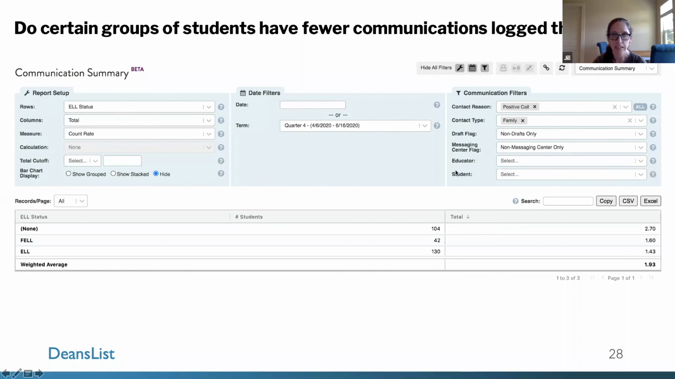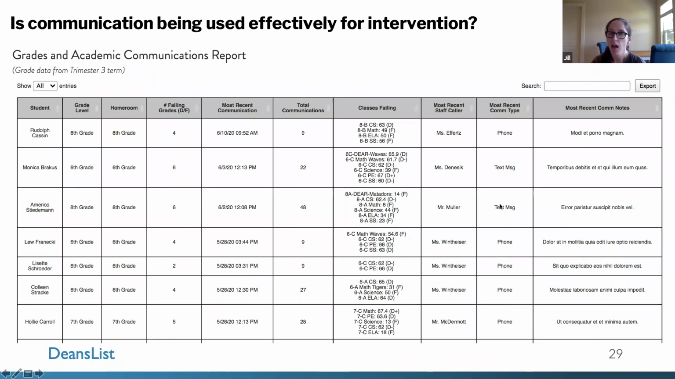And then finally, for this last view, having a clearly defined report can ground a more open-ended question like this one: is communication being used effectively for intervention? In this instance, the scope of the question has been narrowed to using calls as an intervention for students who are failing classes. Starting with one defined example can help gain an understanding of where students are, but also potentially lead to the generation of other areas in which communication could be used for positive intervention.